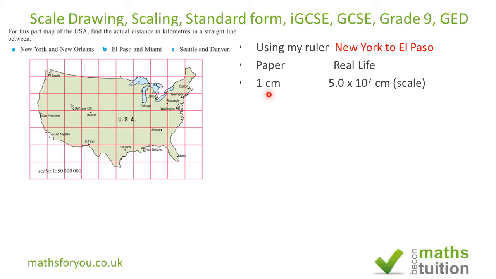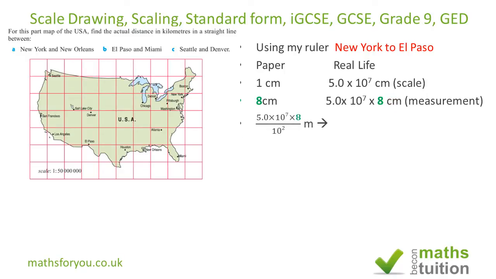And secondly, if I had measured in millimeters, then that would be in millimeters as well. So the units must be the same. Right, now next, I measured from the point here, which I think is New York, to the point there, which is El Paso. And my measurement is 8 centimeters. So 1 centimeter on paper is equivalent to 5.0 times 10 to the power 7. Therefore, 8 centimeters on your paper is going to be 5.0 times 10 to the power 7 times 8 centimeters. And that's the measurement.